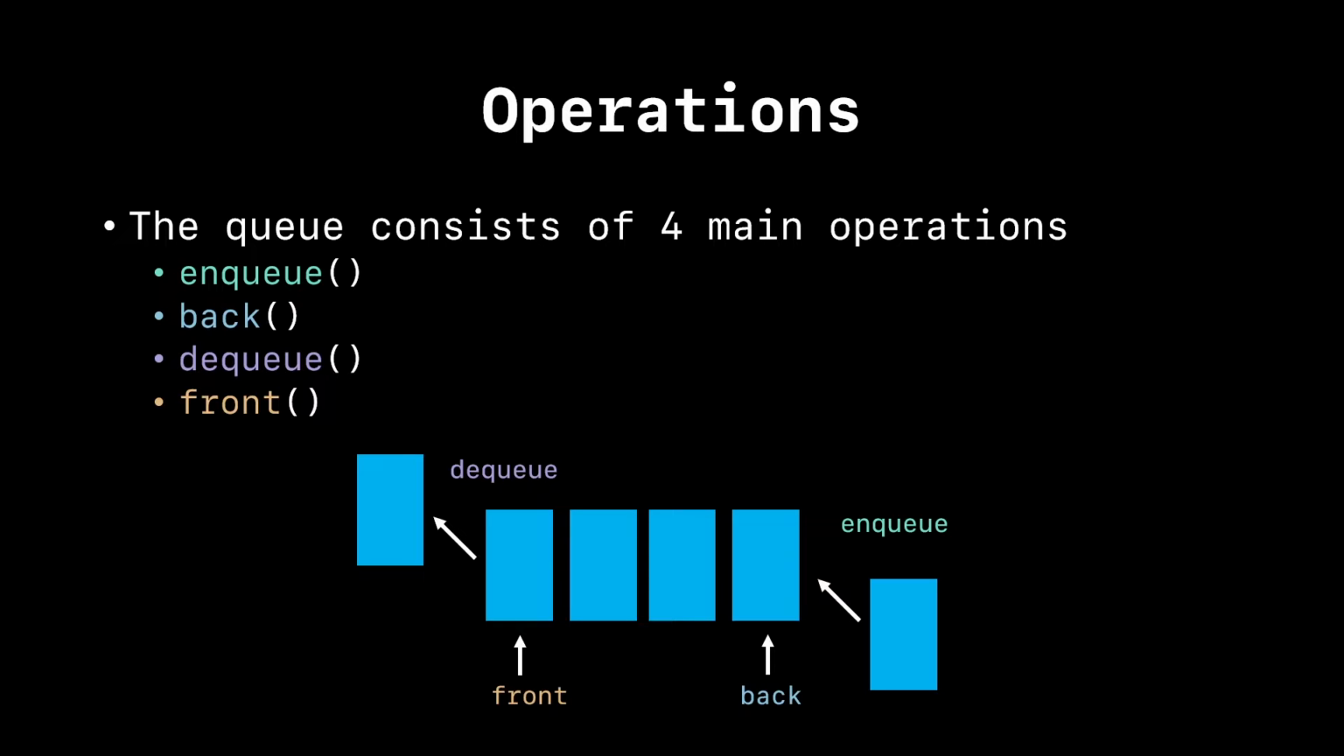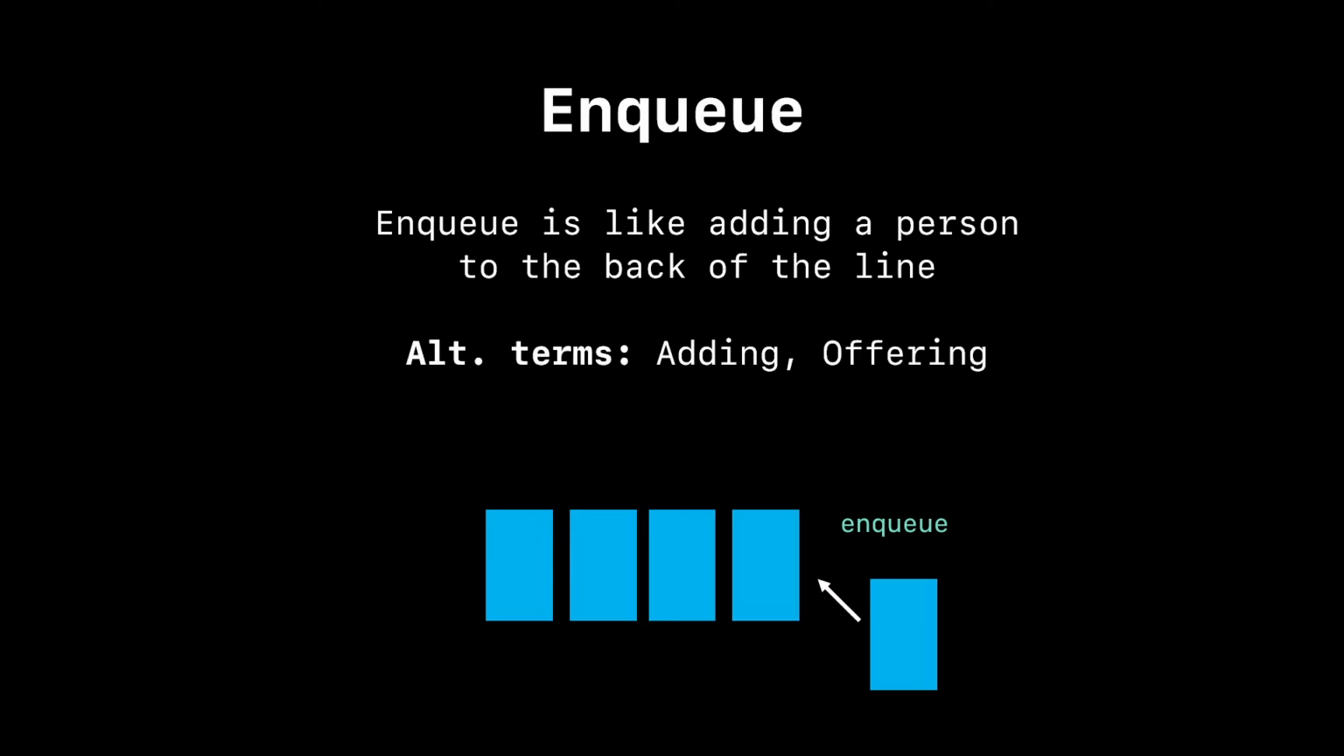So let's talk about these in a little more detail. So inQueue or onQueue is like adding a person to the back of the line. So alternative terms may be adding or offering. And so you can see a little image here that we have inQueue, which is just adding a person to the back of our line, if we imagine that the left side is the front and the right side is the back.